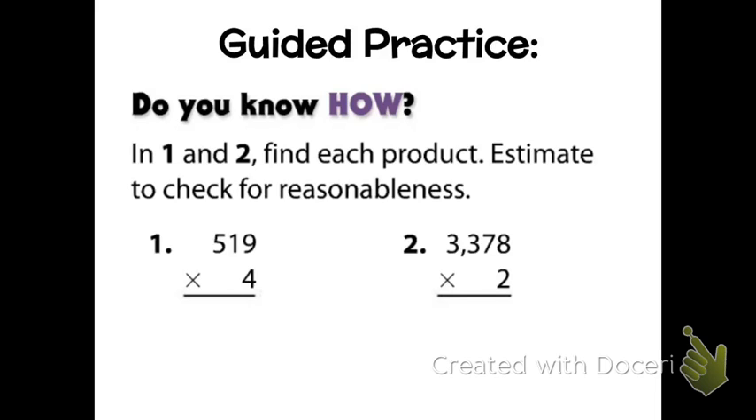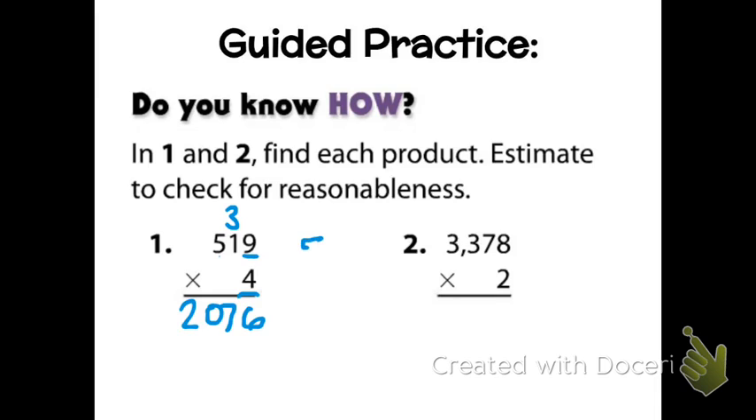We're going to do some guided practice problems now. In 1 and 2, find each product and estimate to check for reasonableness. Well, 519 times 4. For this one, I'm going to do this one with you. Let's go ahead and multiply 4 times 9, and we get 36. I'm going to do standard algorithm on this one. 4 times 1 gives me 4, plus 3 would give me 7. Then I have 4 times 5, which would be 20.